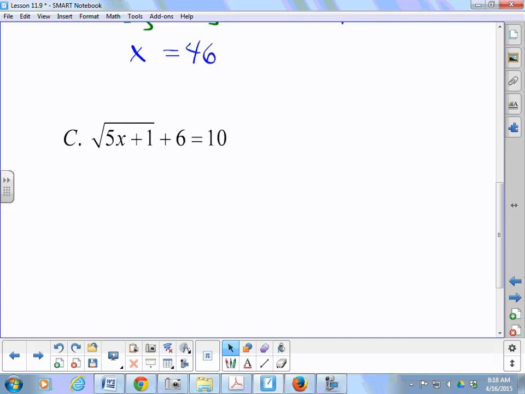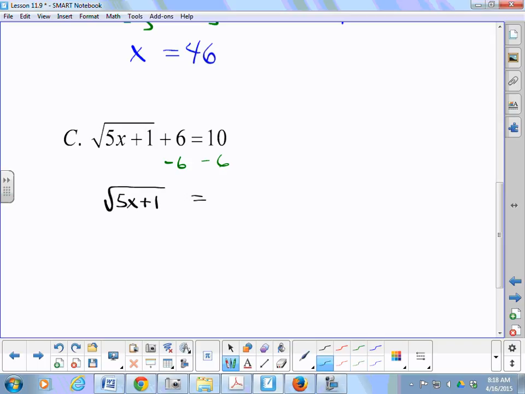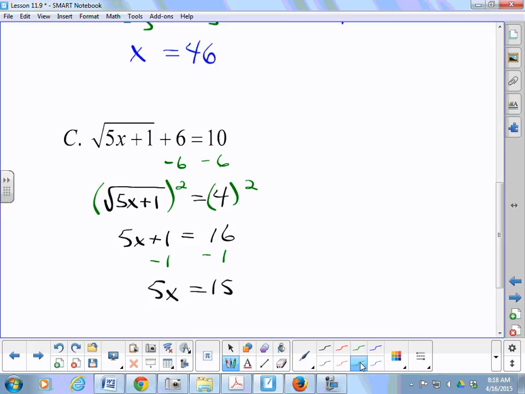Subtract 6. So we get square root of 5x plus 1 equals 4. Square both sides. 5x plus 1 equals 16. Subtract 1. 5x equals 15. And then divide by 5. We get x equals 3.